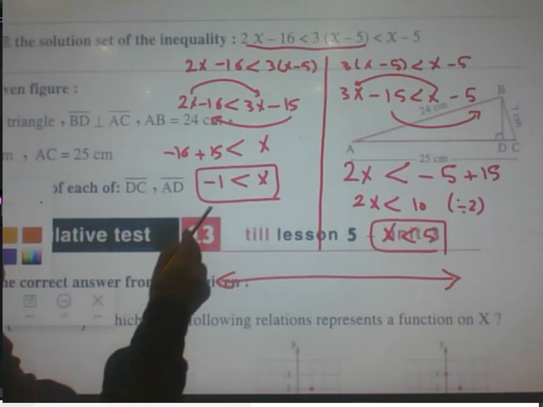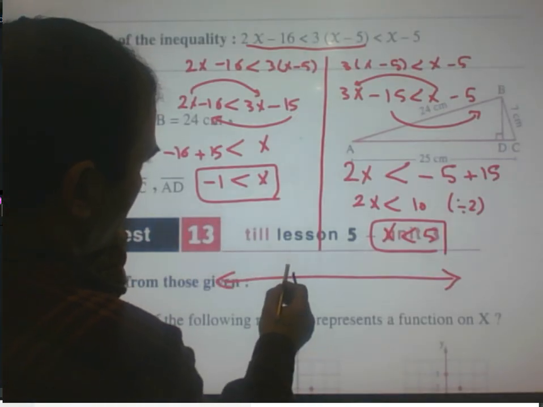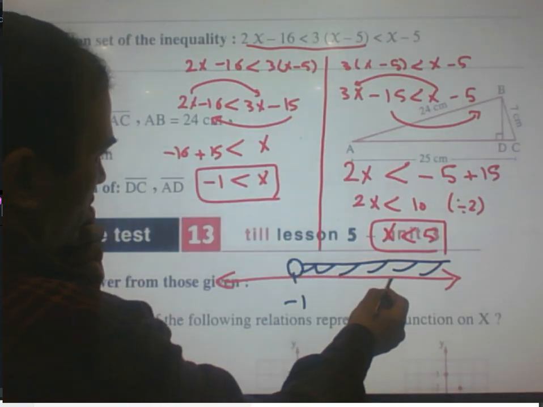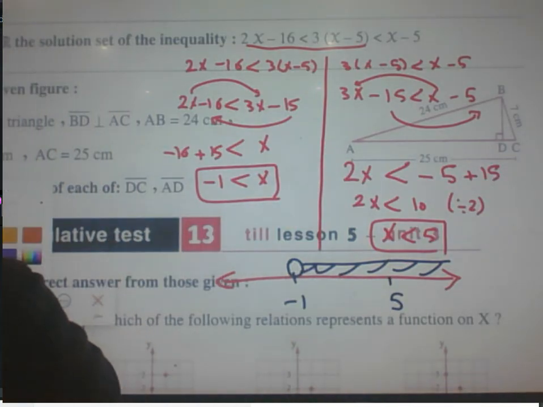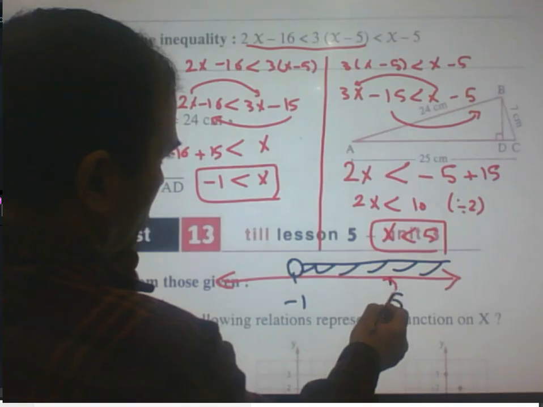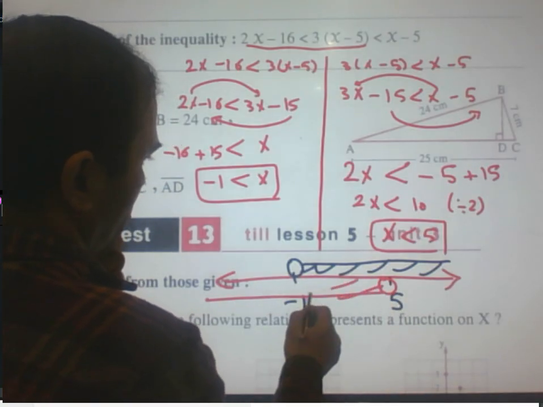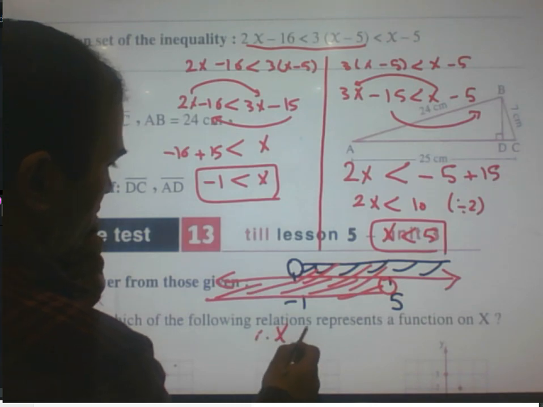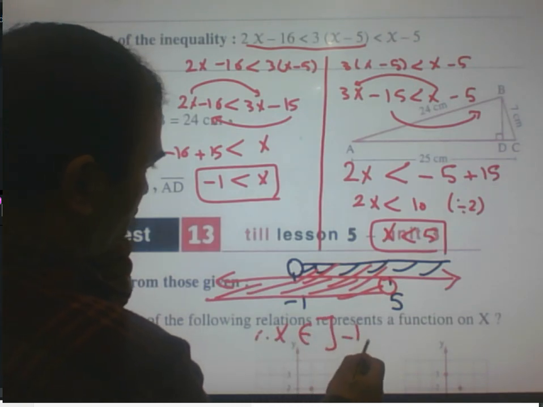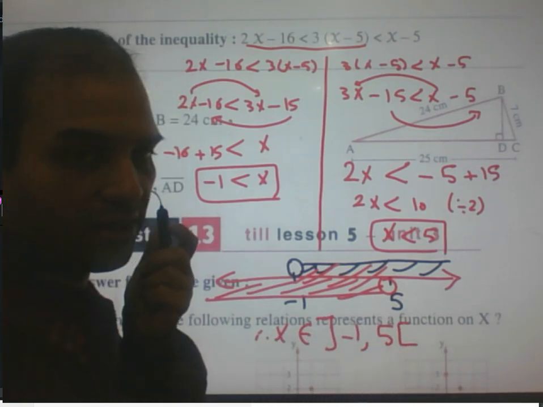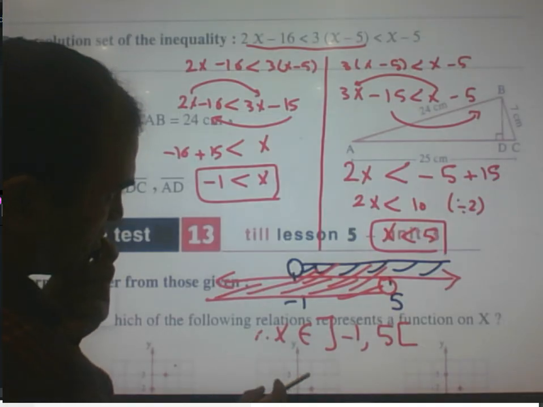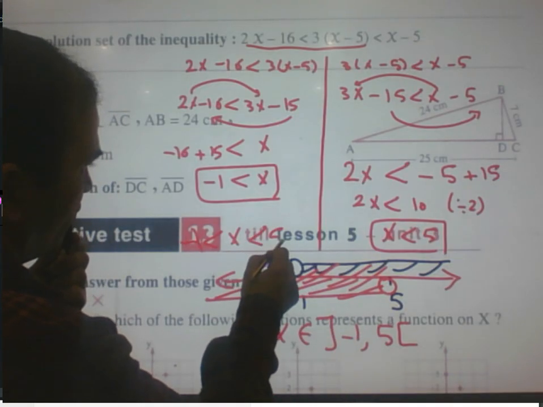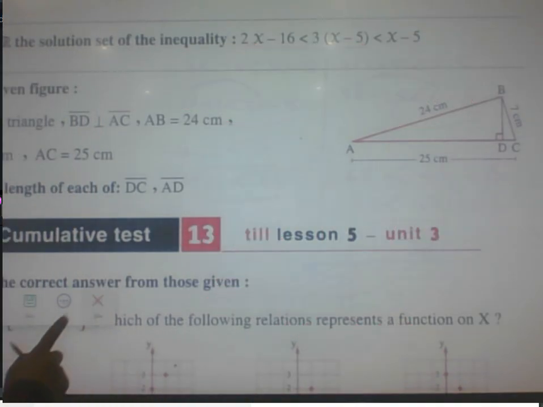The first interval is from negative 1 to infinity. We have here negative 1, open, to infinity. And the second solution here, from 5 to negative infinity. Okay, here. So the intersection between them together, x falls into the open interval from negative 1 to 5, that is the solution. Understood? Then x is greater than negative 1 and less than 5. This is the solution of this inequality.